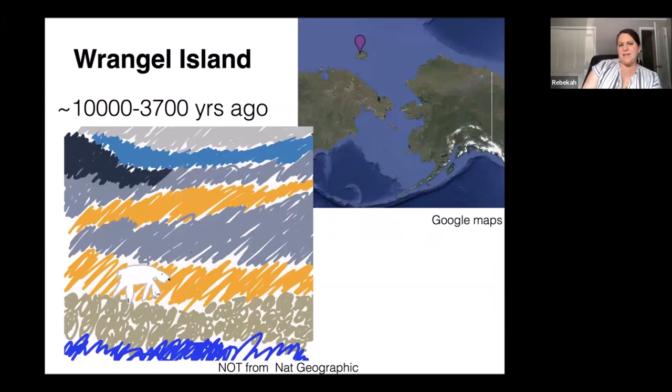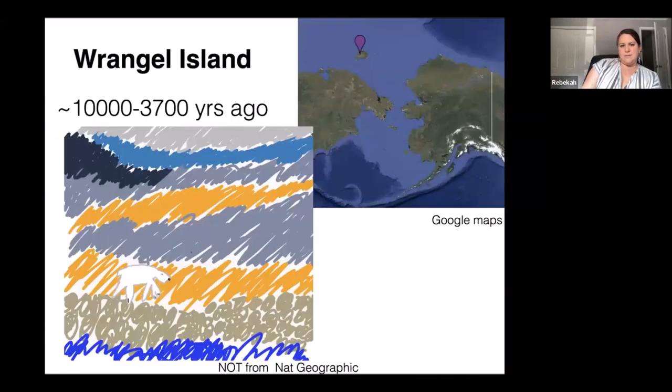Wrangel Island was one of the last refuges of mammoths. So after they all died out on the mainland sometime around 12,000 years ago, maybe 10,000 if you really want to argue about it, there were still isolated populations on islands off the coast of Siberia and Alaska where they persisted. Wrangel Island was the last place that woolly mammoths were alive, and they persisted until around 3,700 years ago.